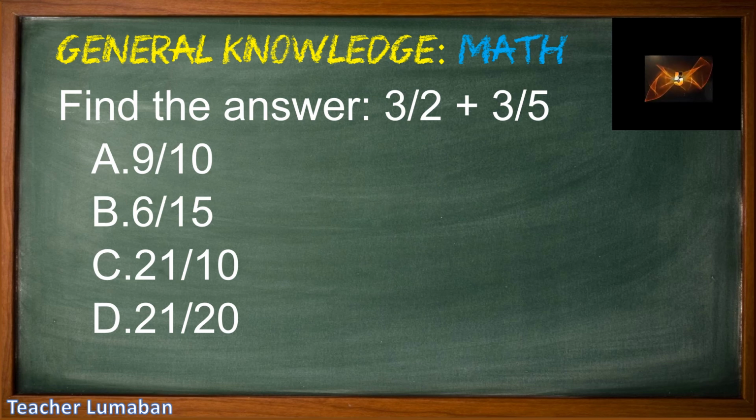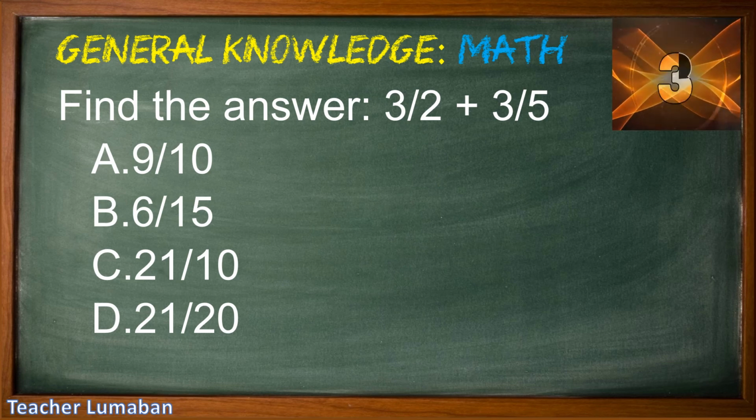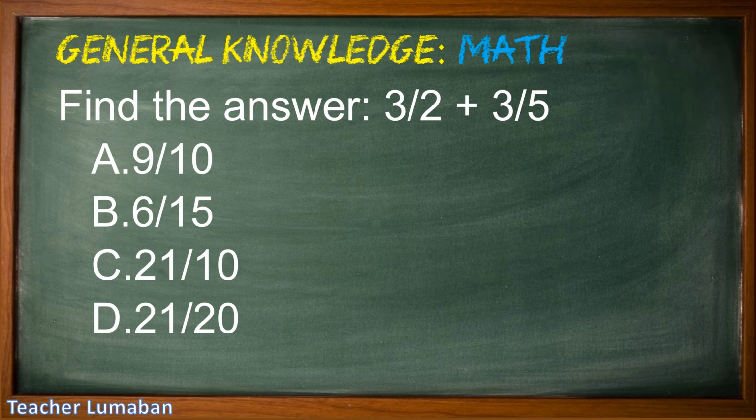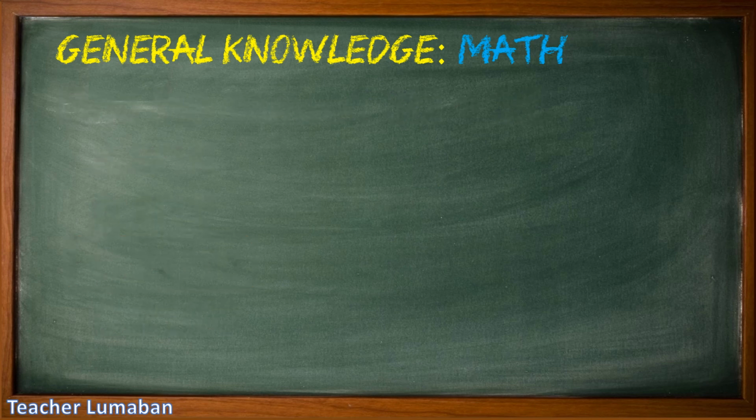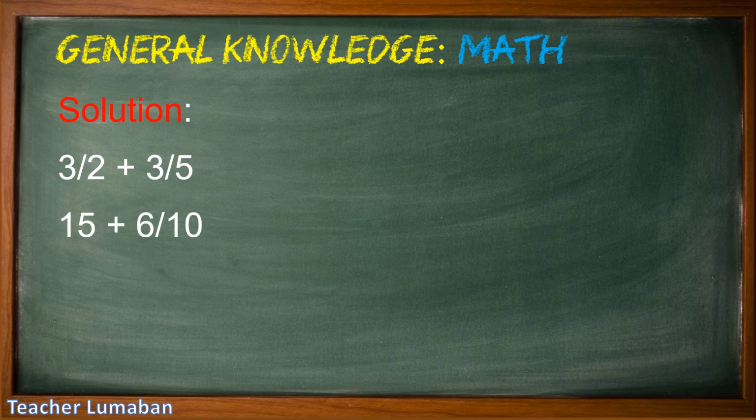5, 4, 3, 2, 1. The correct answer is letter C 21 over 10. Solution. 3 over 2 plus 3 over 5. Write all numerators above the least common denominator 10. 15 plus 6 over 10. Add the numbers. 21 over 10. Answer 21 over 10.